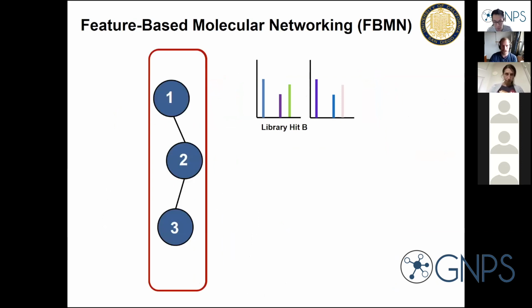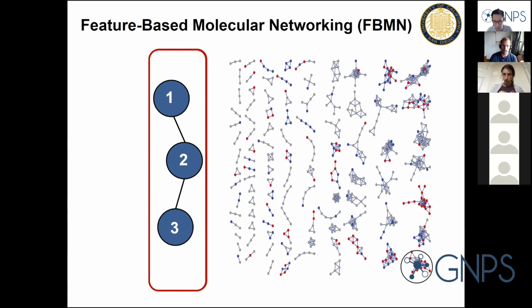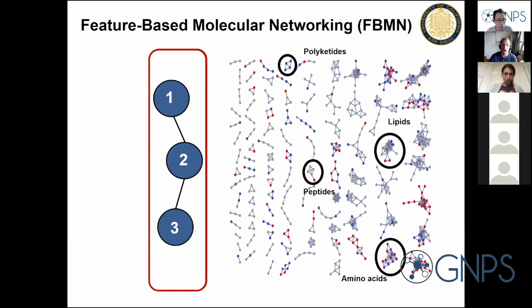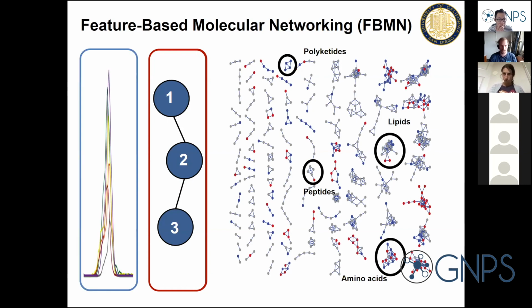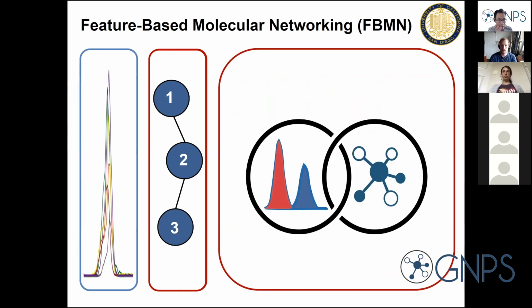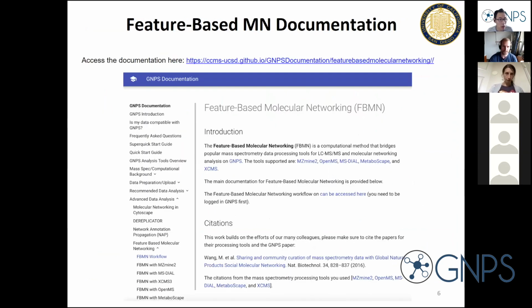And for each of those nodes, we have library annotations, and we can propagate this to, I don't know, lipids, amino acids, peptides, and so on. We also have the extracted ion chromatograms, which give us the quantitative estimate. So this brings together feature finding tools, which are widely applied in the metabolomics community, as well as molecular networking.